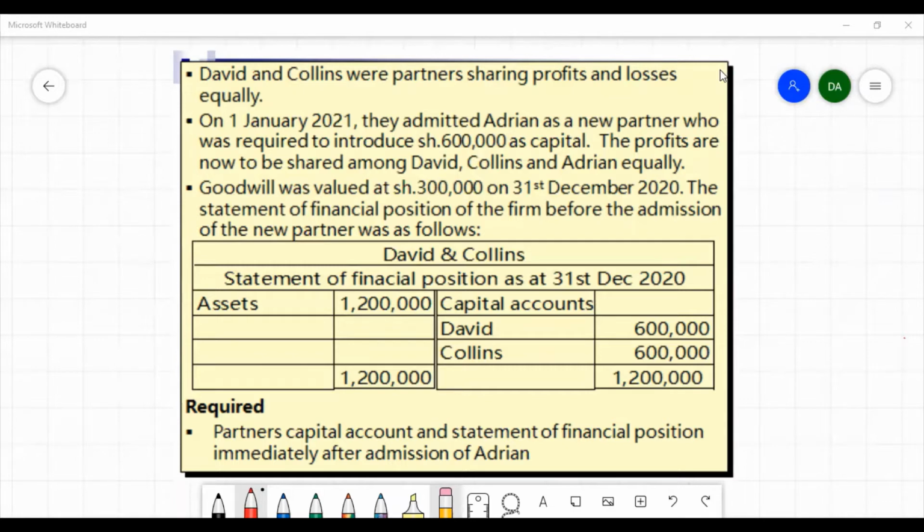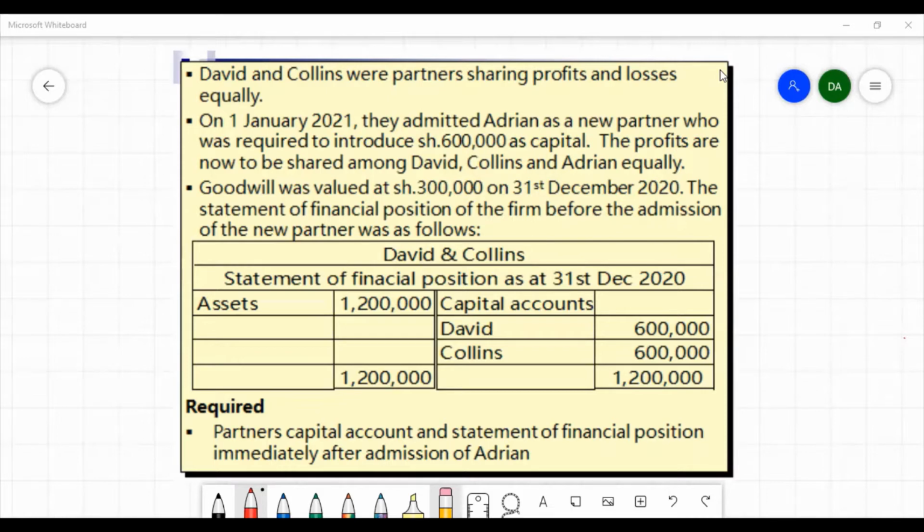The profits are now to be shared among David, Collins, and Adrian equally. Goodwill was valued at 300,000 on 31st December 2020. The statement of financial position of the firm before admission of the new partner was as follows. Assets 1.2 million, capital accounts for David 600,000 and Collins 600,000. Required: partners' capital account and statement of financial position immediately after admission of Adrian.